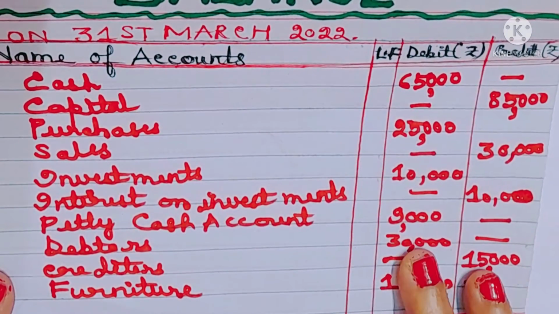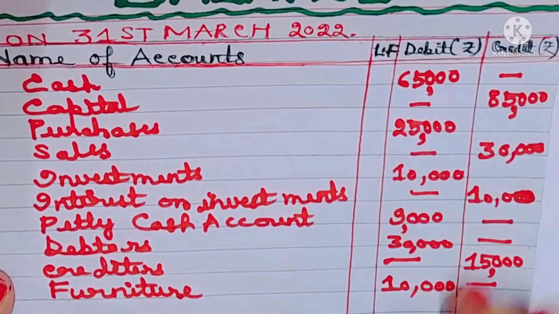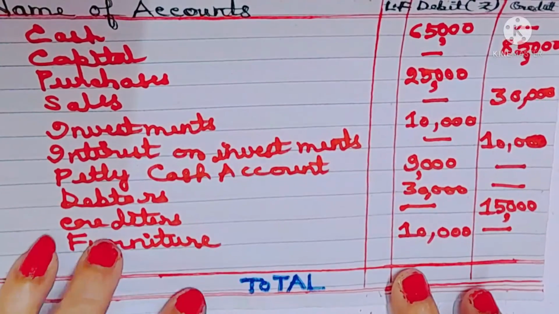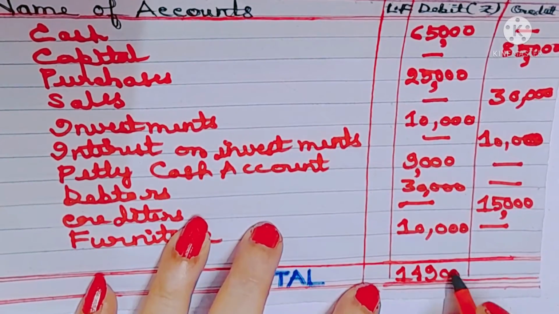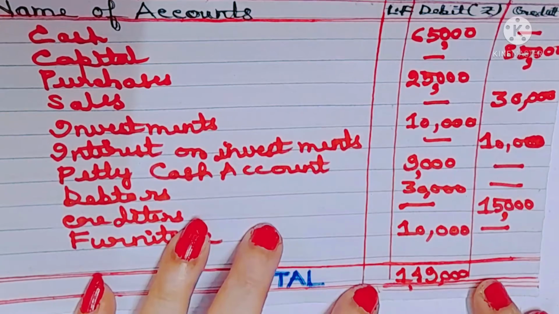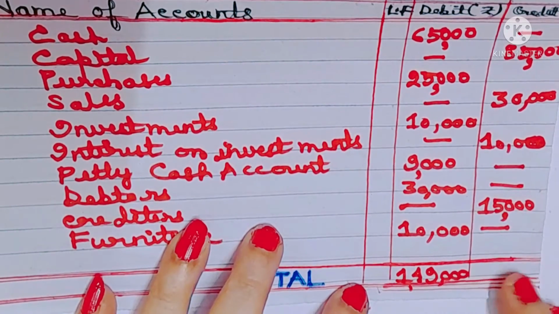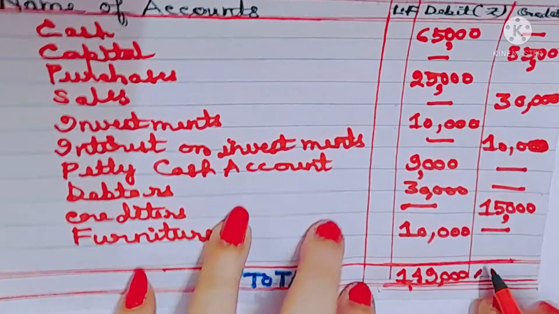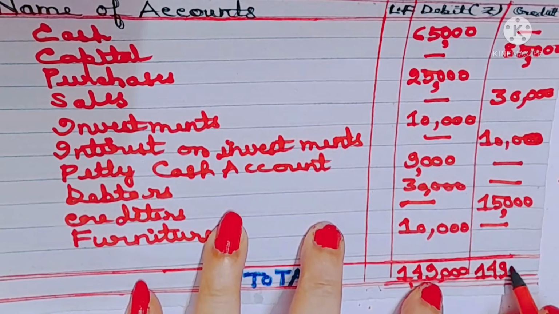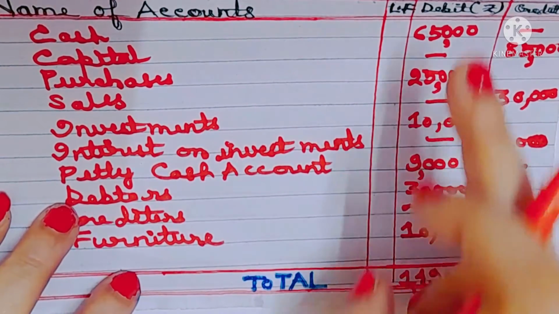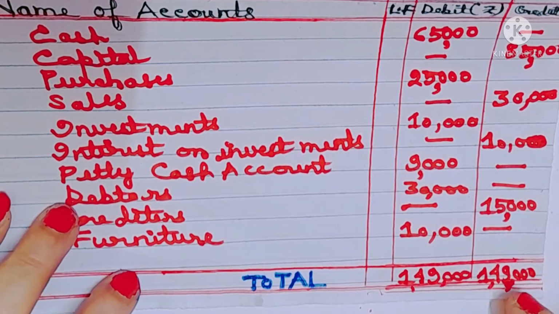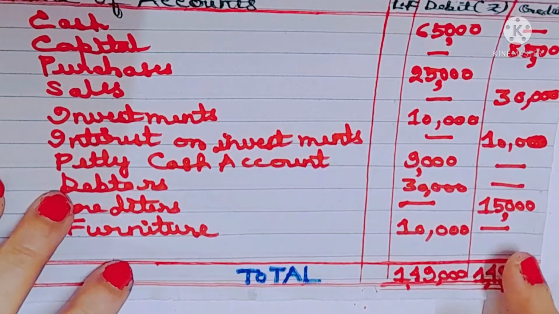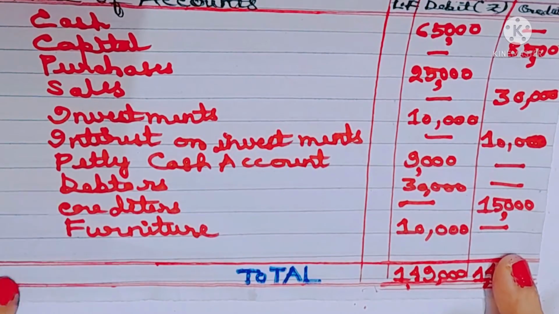Now let us calculate the total of debit column and the total of credit column as well. Okay. Now the total of debit column is 1,49,000 and the total of credit column is 1,31,000. So the total of debit column is greater than the total of credit column. So 1,49,000 will be written on both sides. But there is a shortfall in the credit column. So there will be a balancing figure.